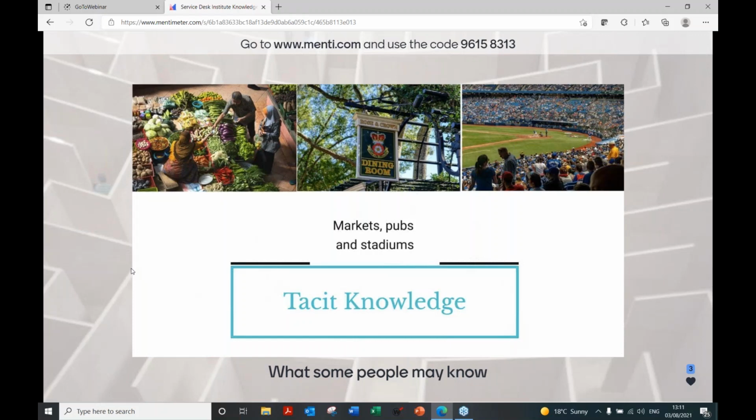I'm suggesting you use markets, pubs, stadiums, social spaces and environments as the metaphors for your tacit knowledge. Remember, this is a metaphorical map, so you're not trying to draw it to scale. But what's going to be interesting is to see how many pubs, markets or stadiums people draw on the map, how big they are, how they relate to each other, or maybe there aren't any at all. So that indeed will also tell you something.